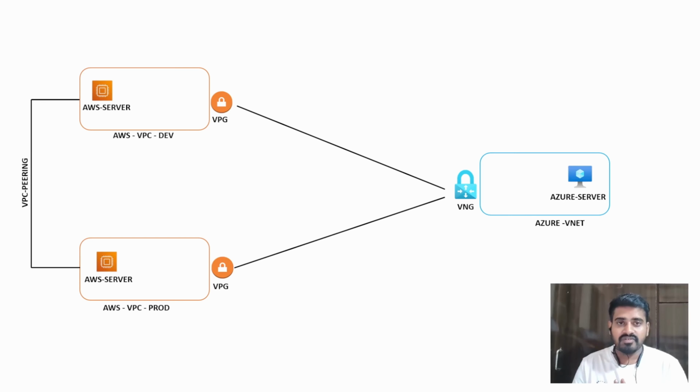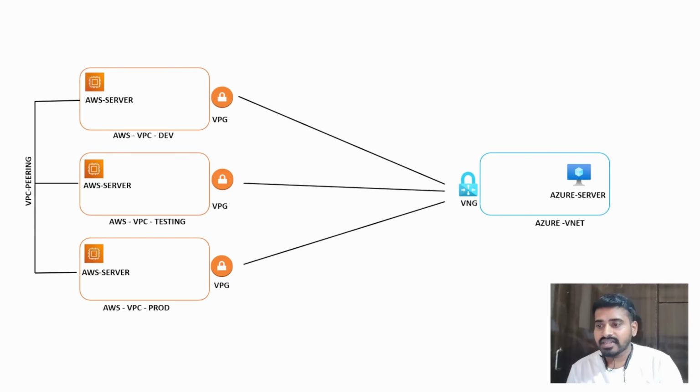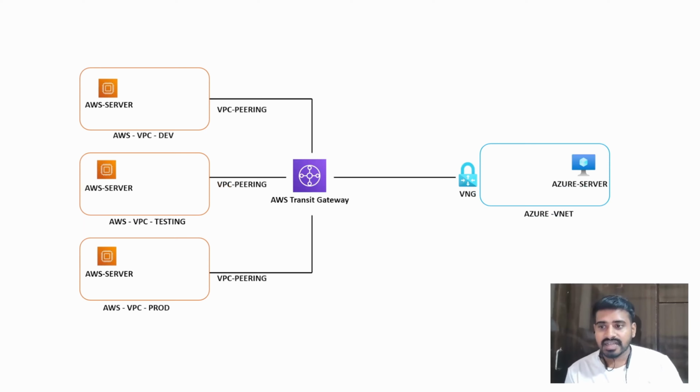Imagine if you have some 5 or 10 VPCs at that time. It's hectic. You have to establish peering to every VPC, and you have to create a VPG for every VPC and attach all these things. So in that scenario, we can use the transit gateway.